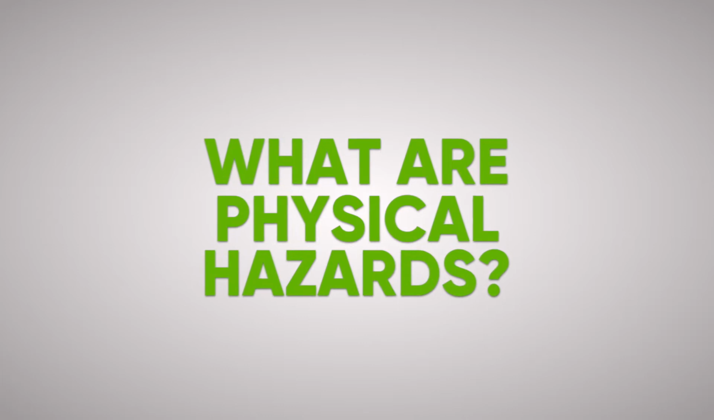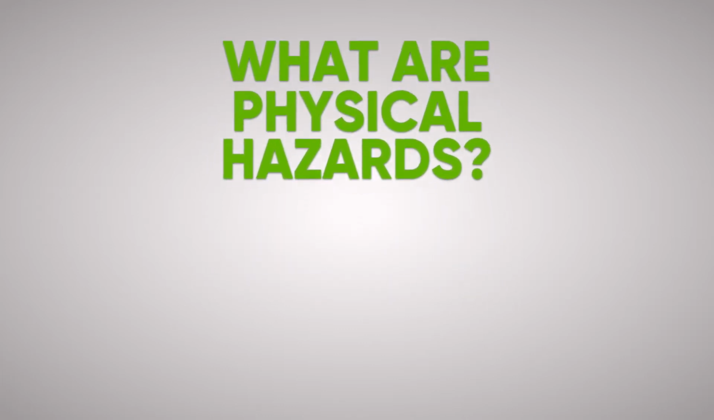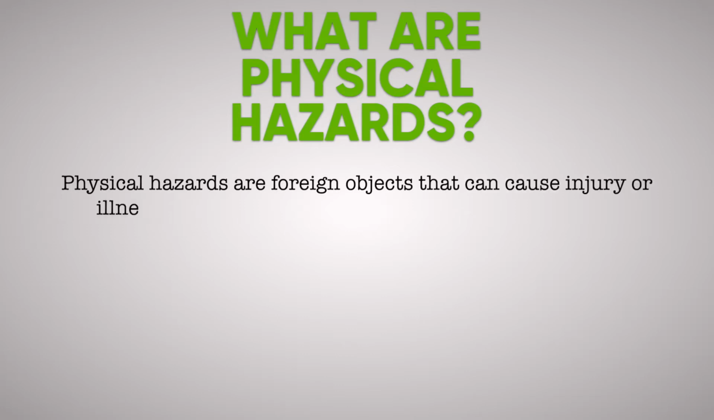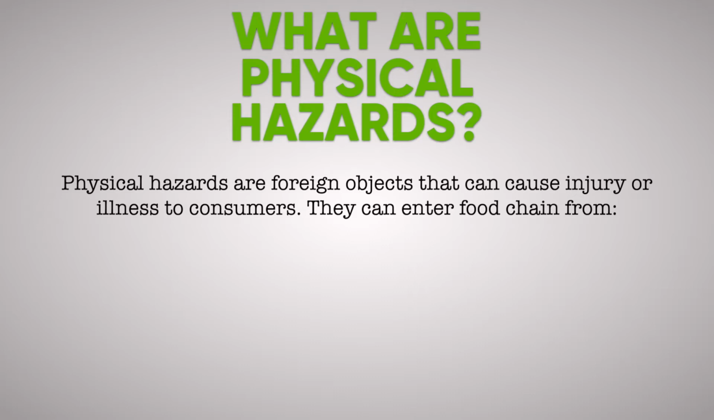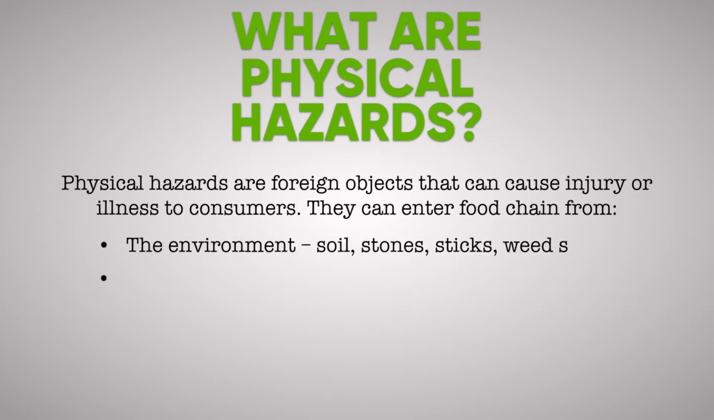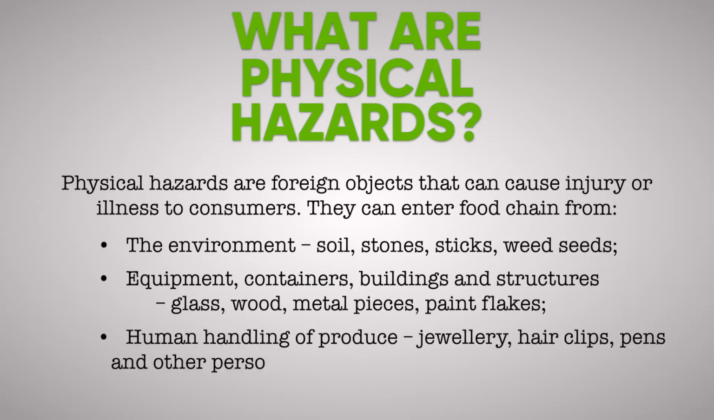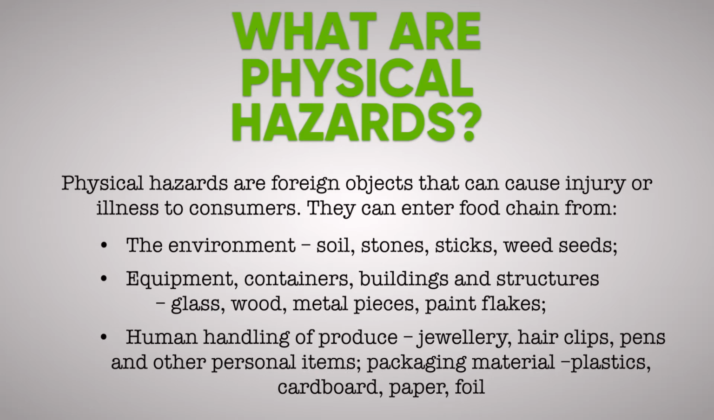What are physical hazards? Physical hazards are foreign objects that can cause injury or illness to consumers. They can enter the food chain from the environment, equipment, containers, buildings, and structures, human handling of produce, and packaging material.